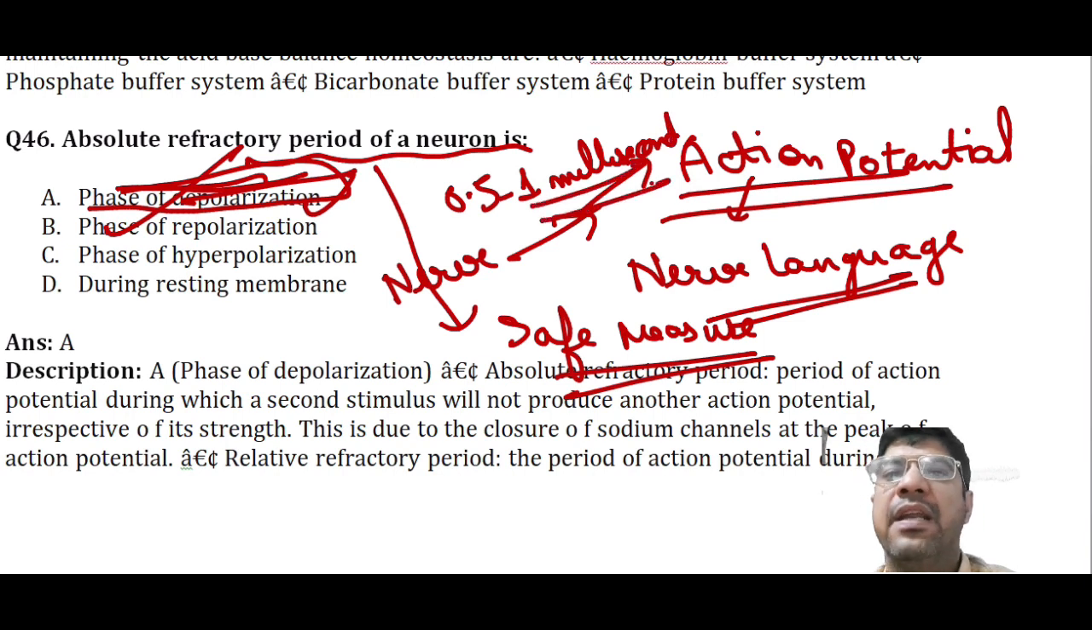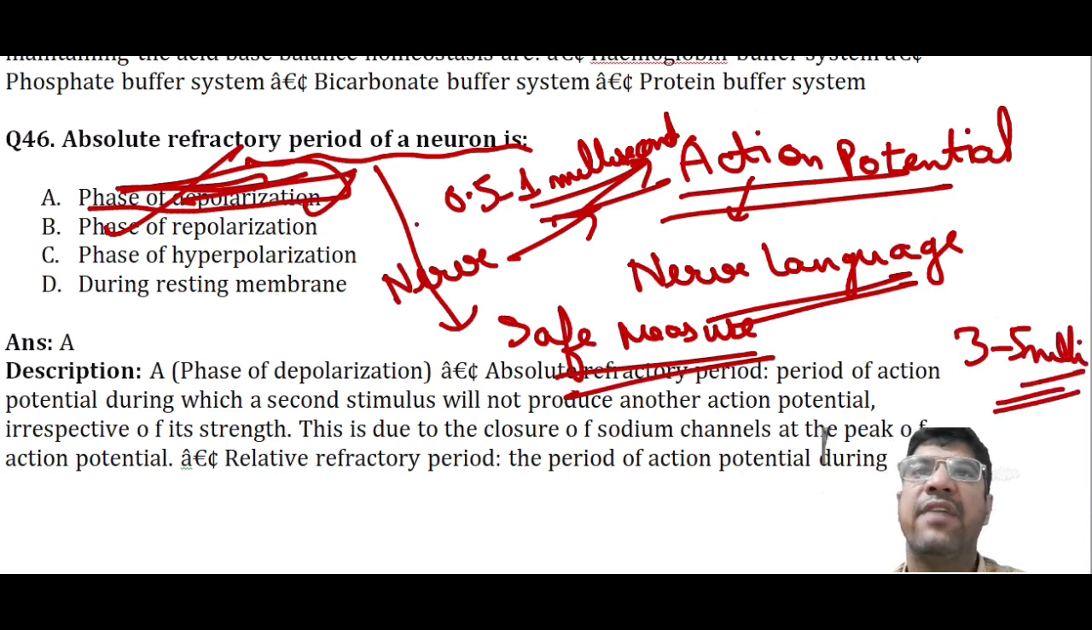The relative refractory period occurs just after the absolute refractory period. During this phase, the neuron can respond to another stimulus, but it requires a stronger stimulus. This is primarily due to the fact that some of the potassium channels remain open, making it easier for potassium to leave the neuron. The relative refractory period lasts around 3 to 5 milliseconds. So the absolute refractory period is the phase of depolarization. That was your answer.